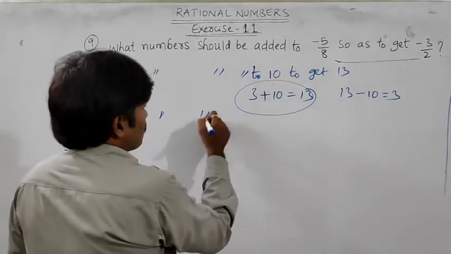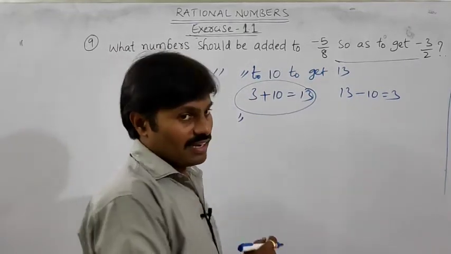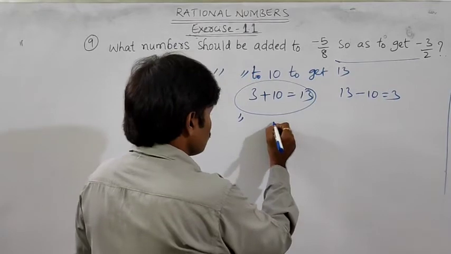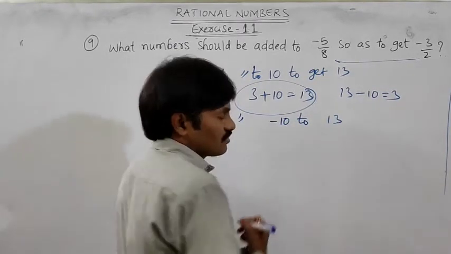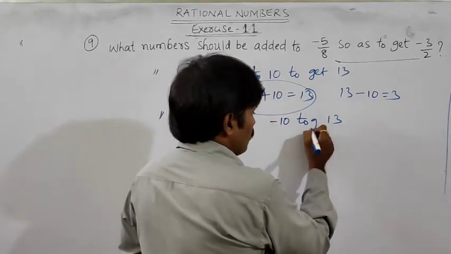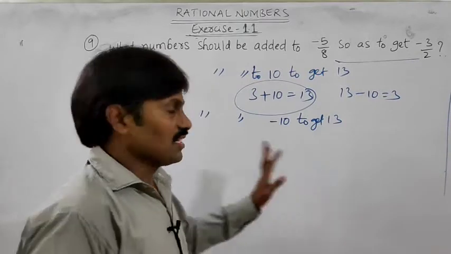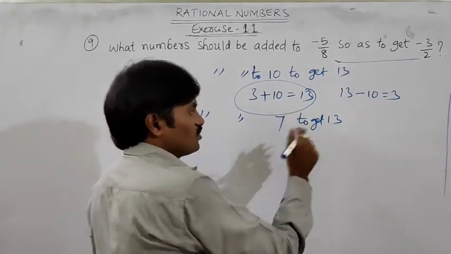Okay, I will take one more thing. Now one more one is, what must be added to minus 10 to get 13? What must be added to minus 10 to get 13? So it is difficult, so I am taking here, what must be added to 7 to get 13?